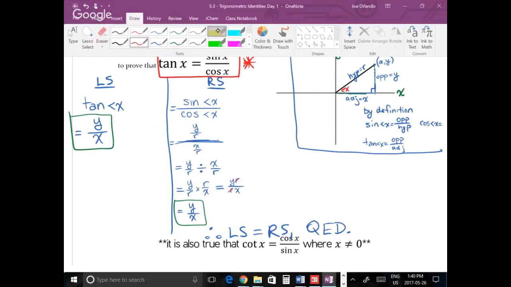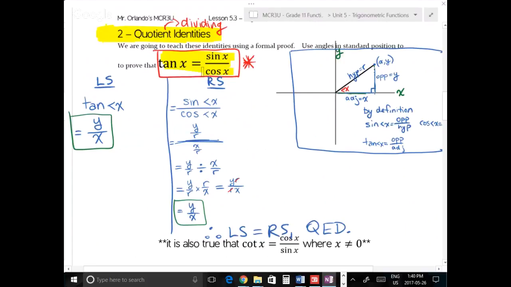I can grab some highlighters for you if you want, actually. Because don't worry about highlighting the rest of it, but highlight that. That is one of our quotient identities. And there's two quotient identities.